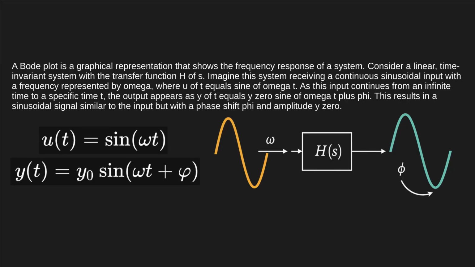A Bode plot is a graphical representation that shows the frequency response of a system. Consider a linear time-invariant system with the transfer function H(s). Imagine this system receiving a continuous sinusoidal input with a frequency represented by ω, where u(t) equals sin(ωt). As this input continues from infinite time to a specific time t, the output appears as y(t) equals y0 sin(ωt + φ). This results in a sinusoidal signal similar to the input but with a phase shift φ and amplitude y0.